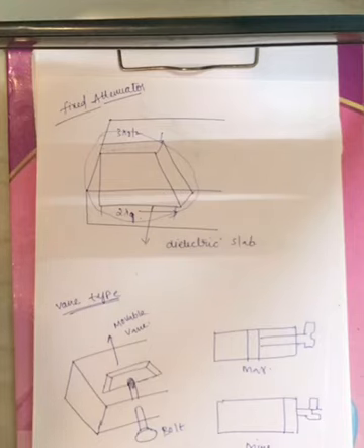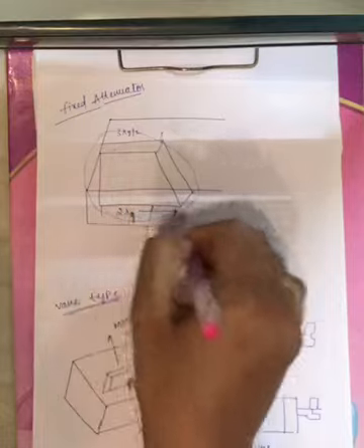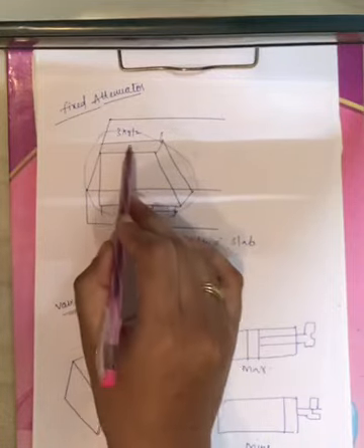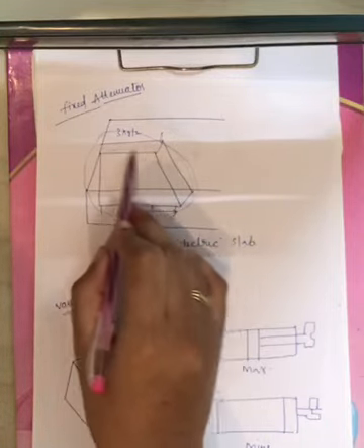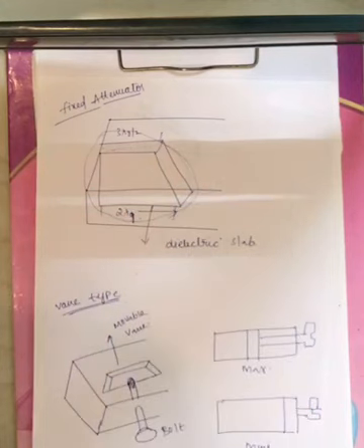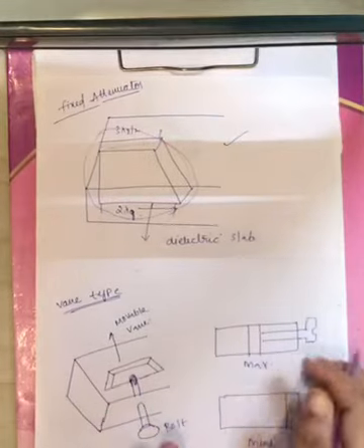This consists of a short section of a waveguide, which contains an absorption material. That material is used to absorb the reflected signal. Now this is about your fixed attenuator.